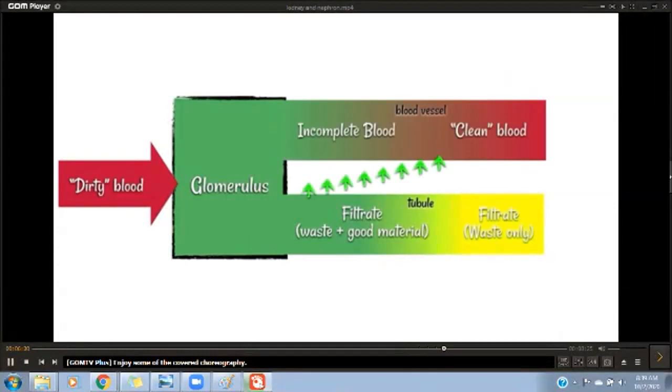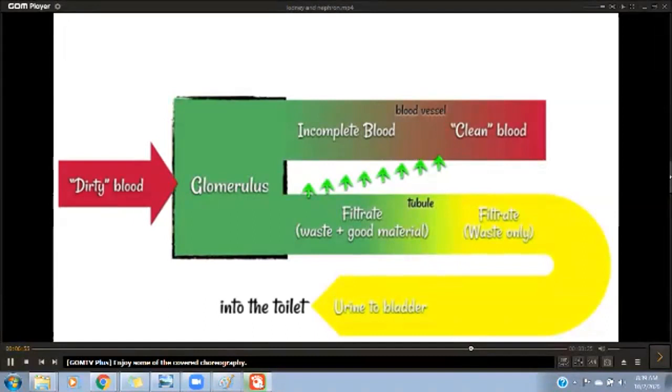And we've now got clean blood, which is complete. It's got all of the useful things. And this leaves behind in the tubule only the waste material. And that's the urea, as well as salts that are in excess of requirements, water that's in excess of requirements, etc. This material is then going to leave the body. It's going to go to the bladder. The material is now known as urine, and from there it can exit the body and go into the toilet.